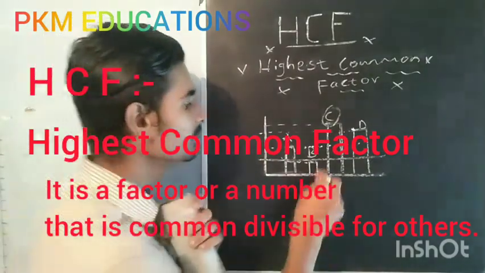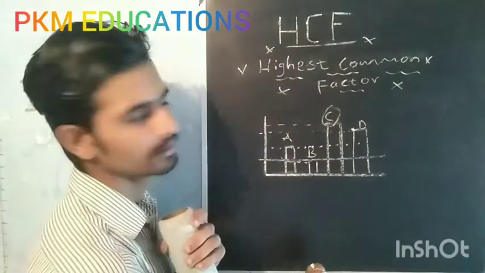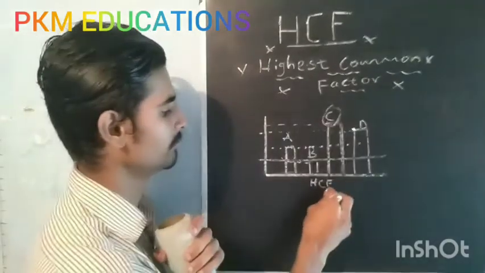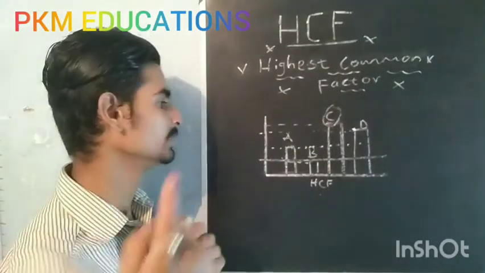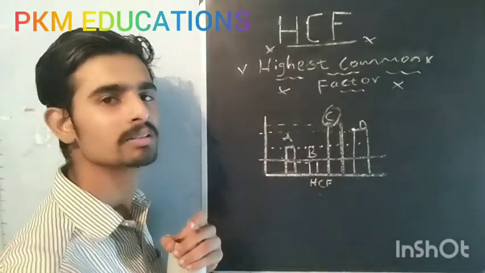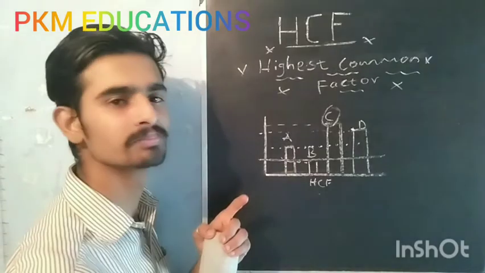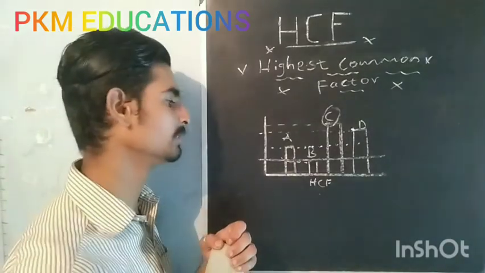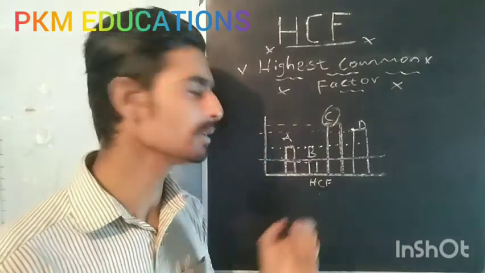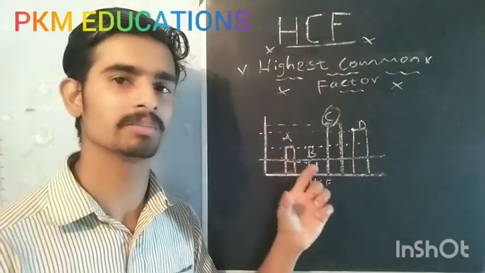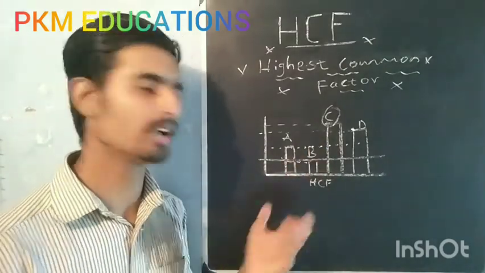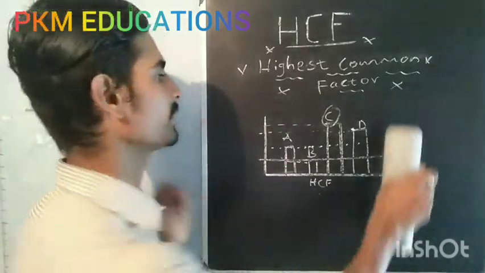And here an example of HCF is B, because this B's height is common for all the members. Then what is HCF means? It's a factor that is divisible with other numbers. The factor. Okay, I am writing an example.